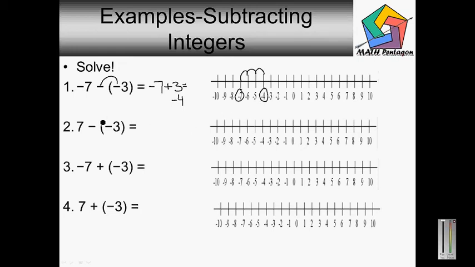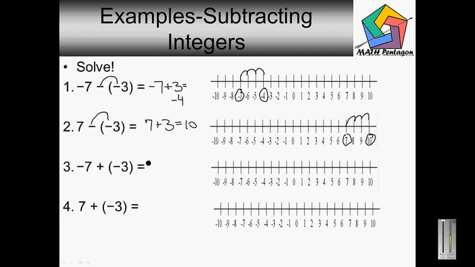Okay, our next problem is we have 7 minus -3. Once again, distribute. A negative and a negative is a positive. So it would be 7 plus 3. And we would get the answer 10. So we look on the number line. We start out at 7. And we move 3 spaces to the right. 1, 2, 3. And we landed on 10, as you can see.